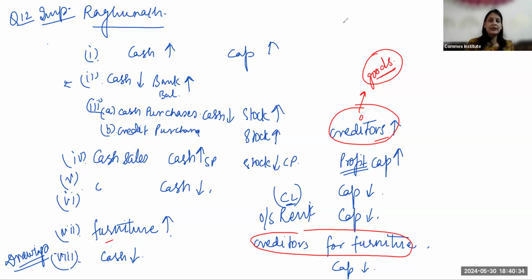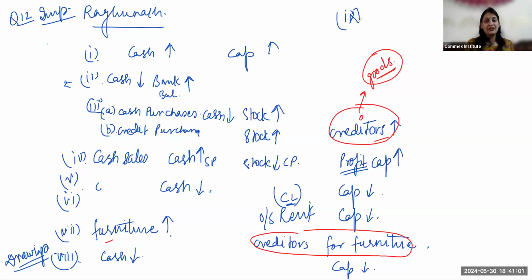Now, the last transaction, the ninth one. He's purchased a motorcycle for cash. Now, this is not for personal use. It's not written that he is using it for personal use. In the earlier question, question number 10, it was written bought motorcycle for personal use. Here is it written? No. So this is not drawings.